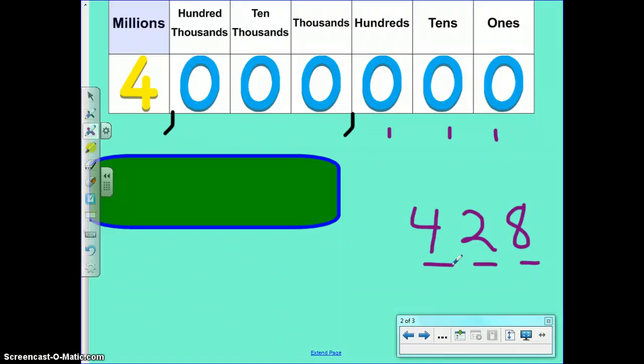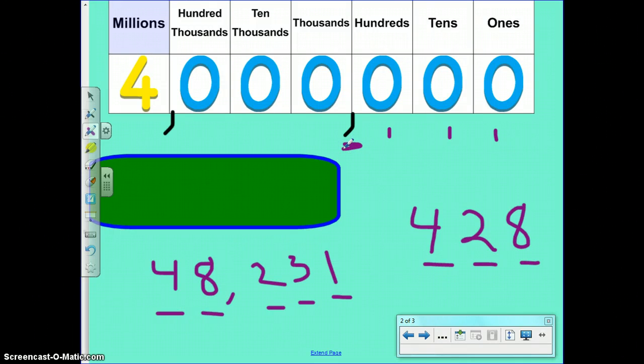If I have another number over here, let's say 48,231. Again, I start on my right. I know this is the ones, the tens, the hundreds, the thousands, and then the 10,000s, so I can simply understand that number without the place value chart as 48,231. And on this next slide, I'm going to show you how we use these commas to help us read these numbers.